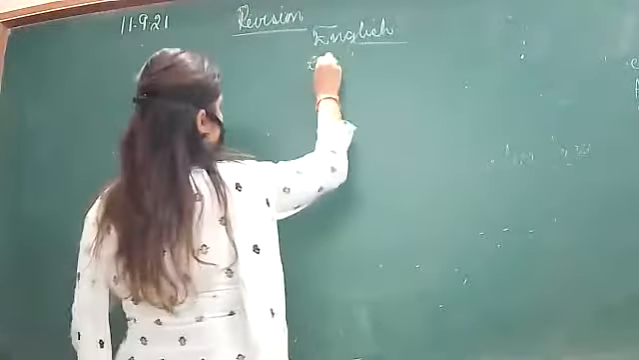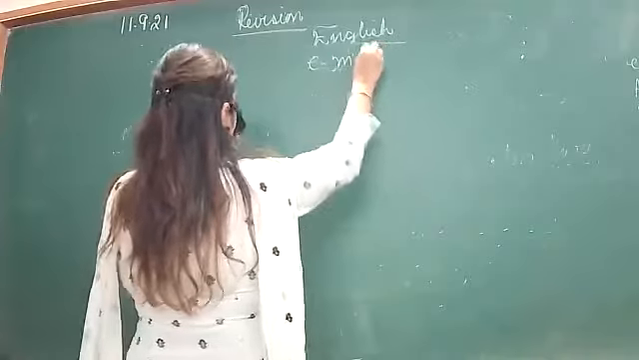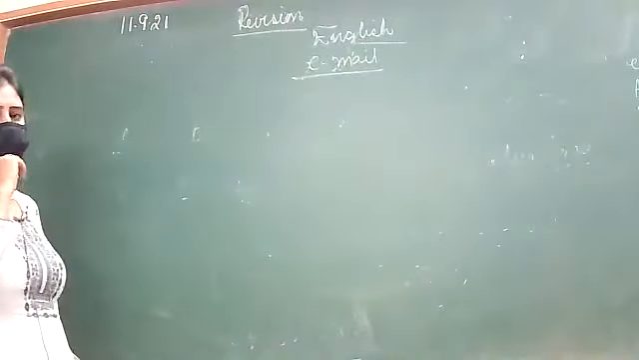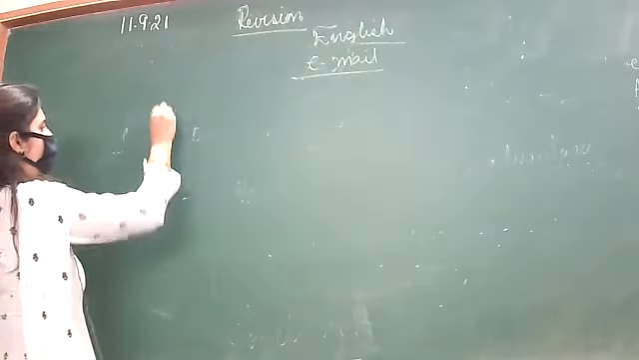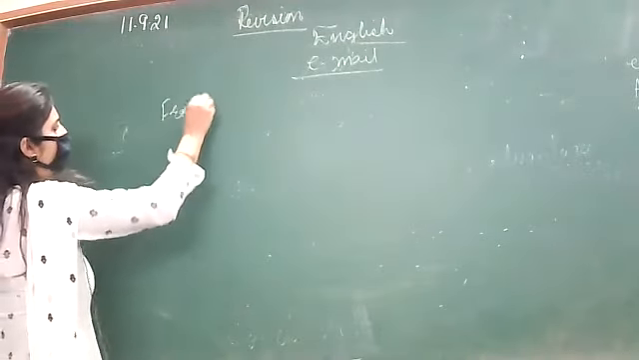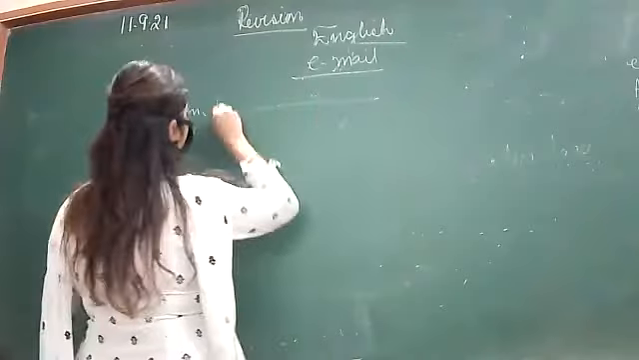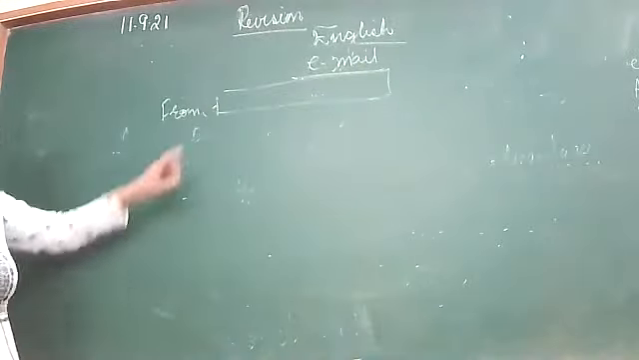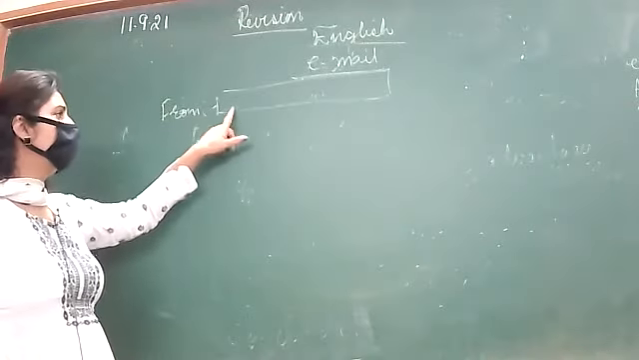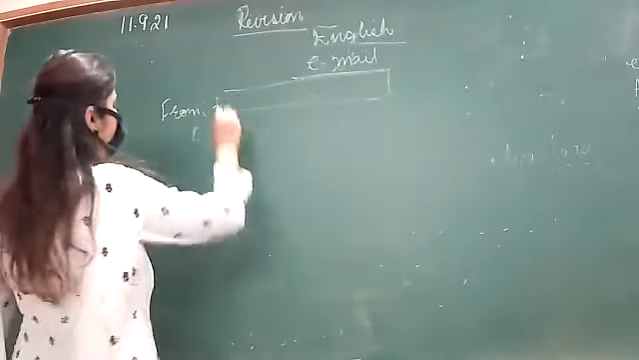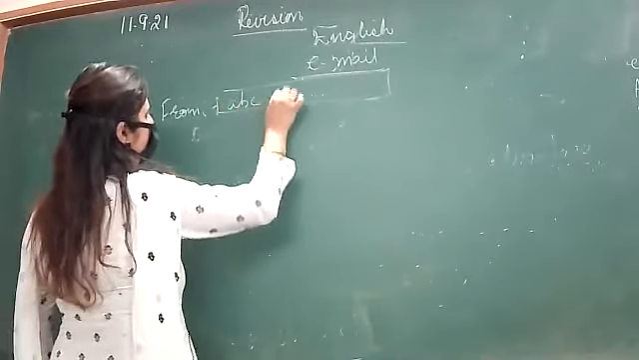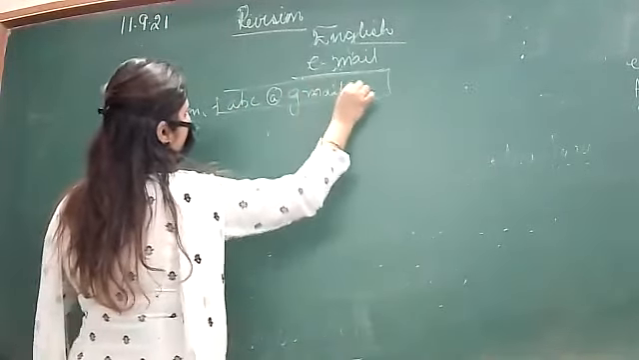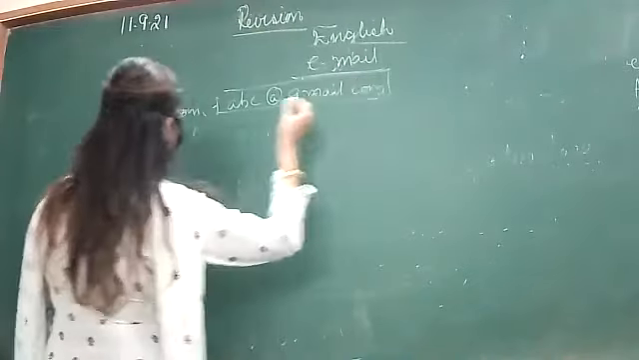Now we are going to start with email writing. In the case of email writing, first of all you have to write down "From". You will make a box if you want, or you can leave it out also. If you don't want to make a box, here you will write down your email address, for example, abc@gmail.com. Okay, who is writing the email?